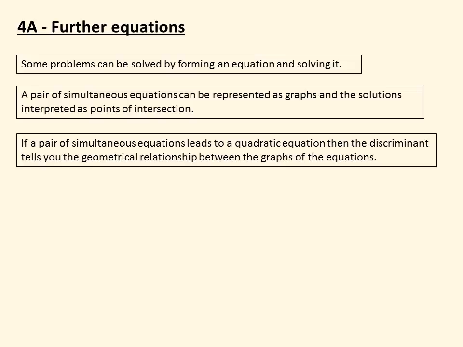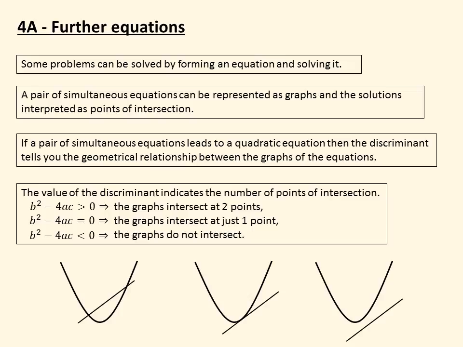If we have one of the lines as a quadratic and one as a straight line graph, the discriminant can tell us the relationship between these two graphs. So if we look at the discriminant, if the discriminant is positive, that means there are 2 points of intersection. There are 2 solutions. We have the case where the straight line cuts across the quadratic in 2 points.